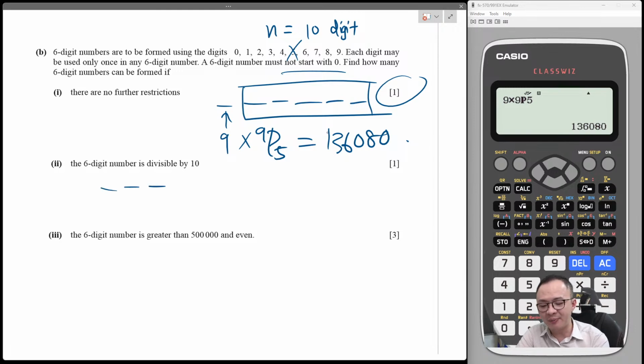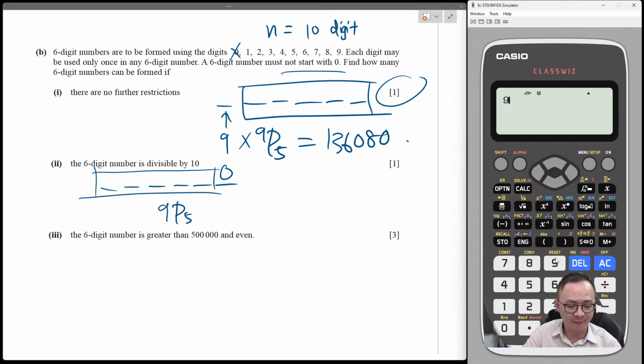The 6-digit number is divisible by 10. So if divisible by 10, 0 must be in the last place, isn't it? So if 0 must be in the last place, I cancel the 0. I still have 9 normal digits, right? Put at the first place here. Yup, so this one is just 9P5.